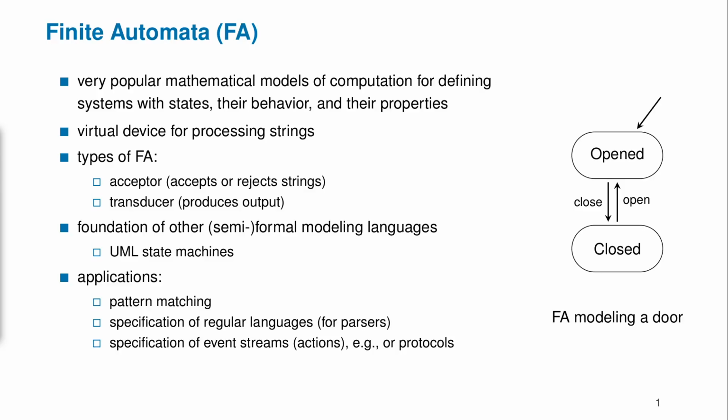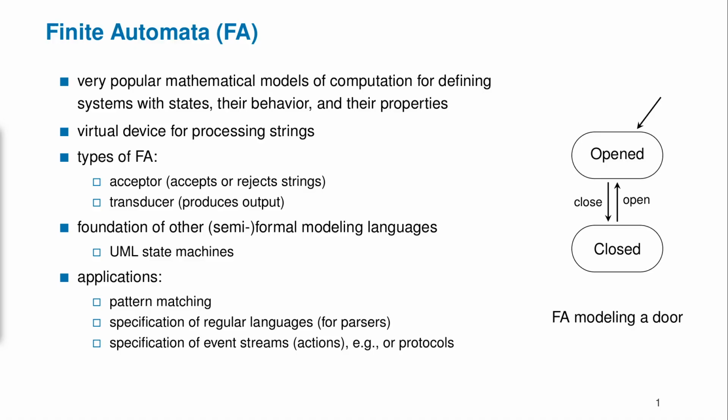Most likely you have already heard about Finite Automata, maybe in the digital design course or in the complexity course or maybe in compiler construction. In all of these areas of computer science, Finite Automata play a very important role for describing, for example, hardware systems, for describing programming languages and pattern matching, and also they provide quite a comprehensive model of computation for defining systems with states and their behavior and certain properties.